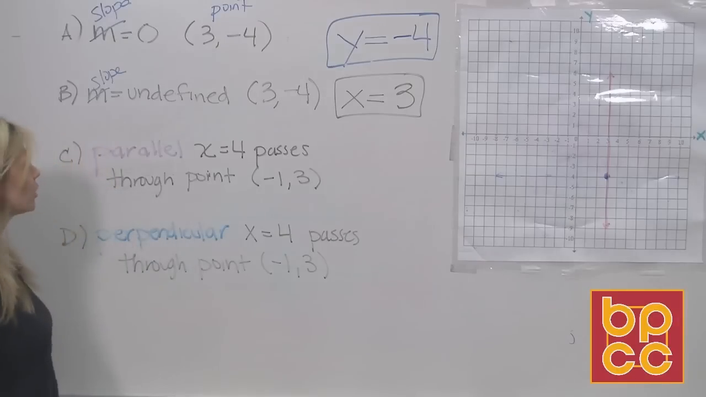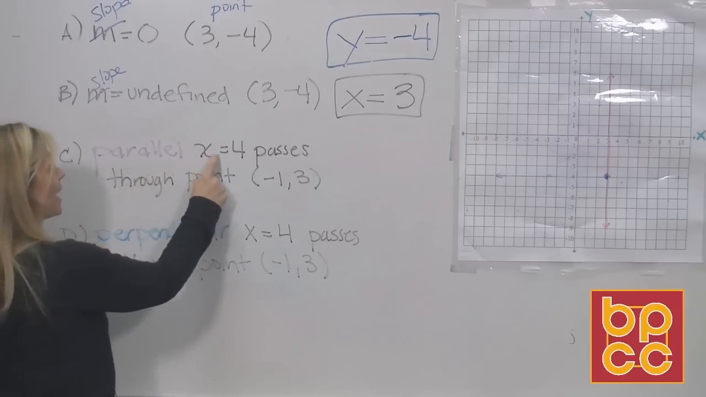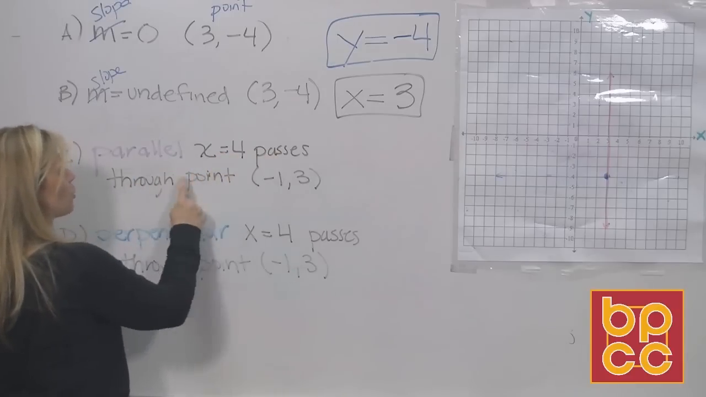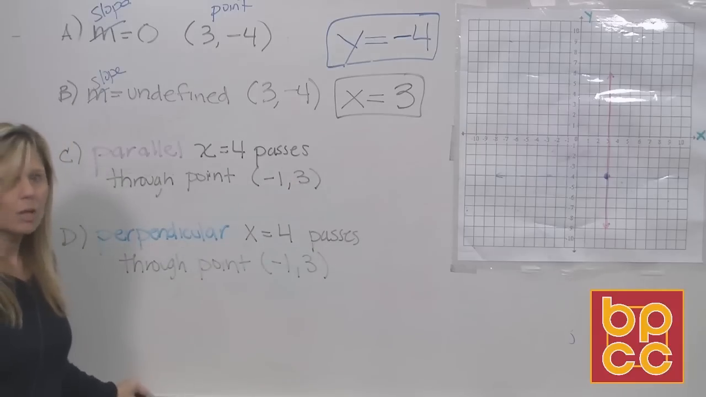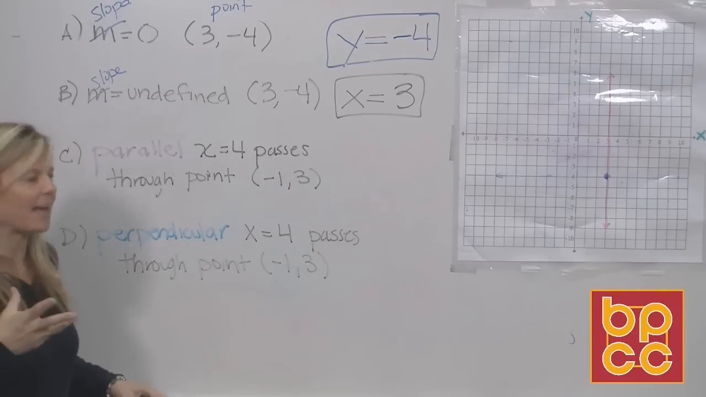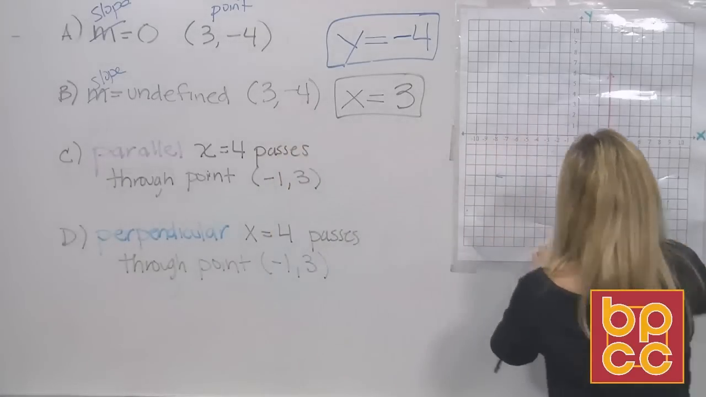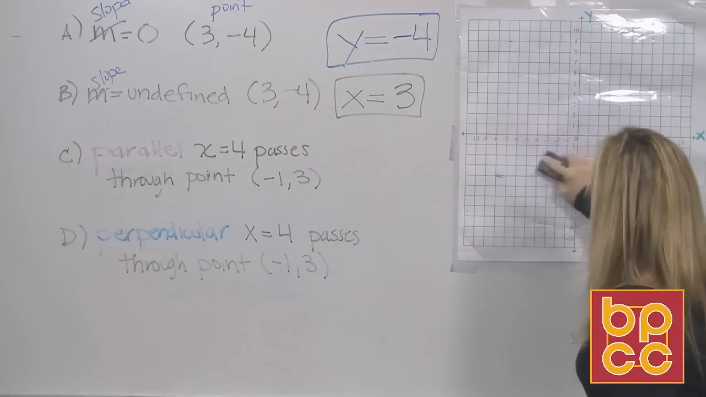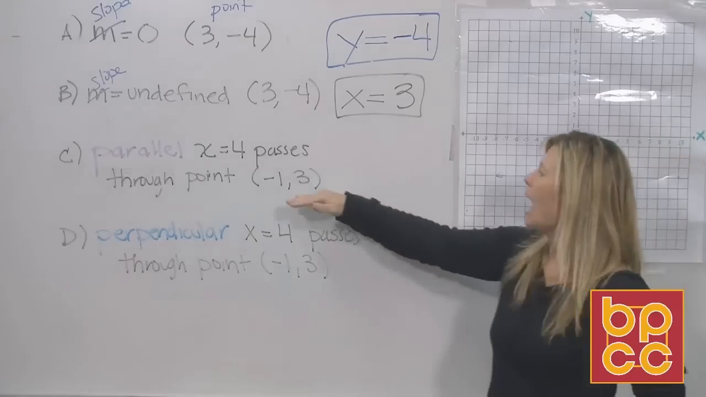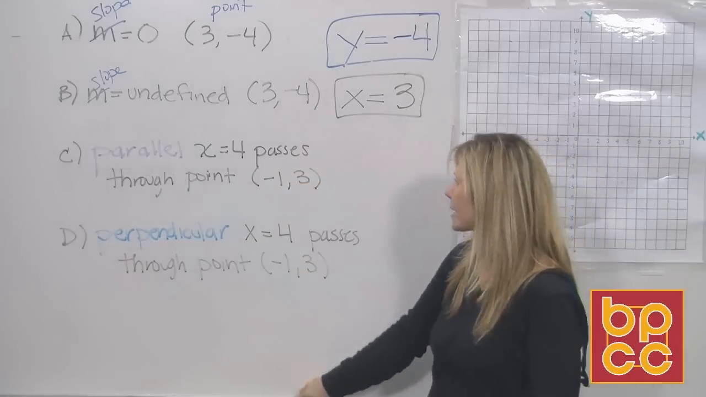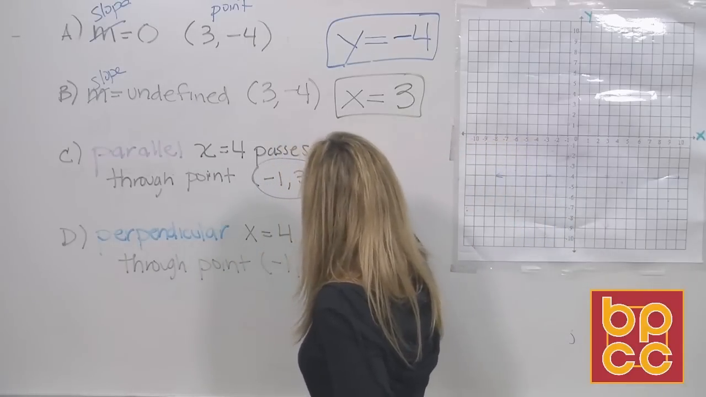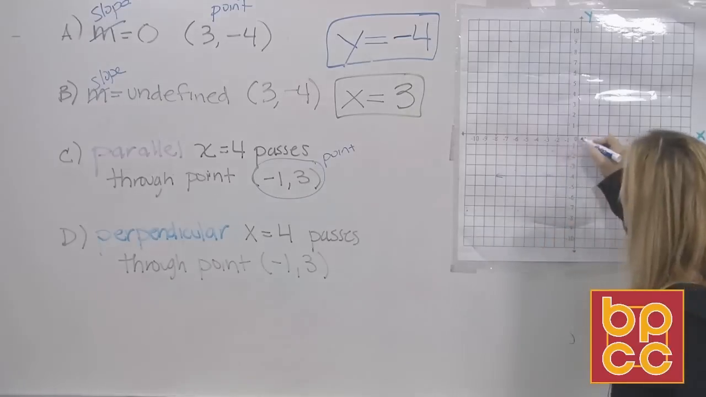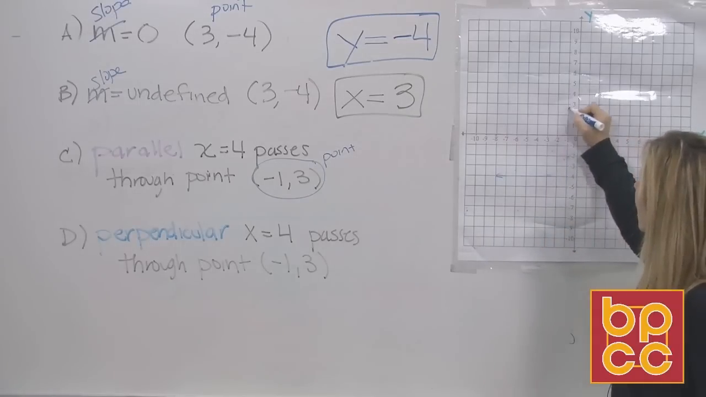All right, let's look at the third clue. Write an equation of a line that is parallel to x equals 4 that passes through the point -1, 3. That's a lot of words. So again, let's break it down and make sense out of it. The best way I know to make sense out of it is to go to graph paper. I know that this is a point. Points I can plot. So I'm going to take this point, -1, 3, and plot it. To the left 1, up 3.